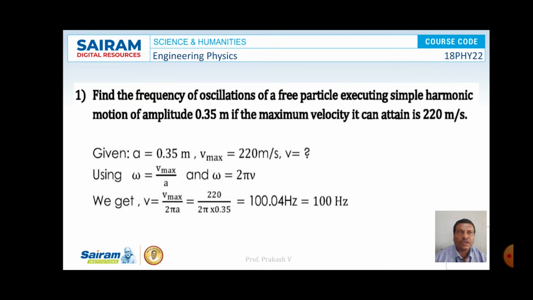So here the amplitude is given, that is 0.35 meter, and the maximum velocity is given as 220 meters per second, and hence omega can be calculated as V max by A. But omega is equal to 2 pi mu, therefore mu is equal to V max by 2 pi A. Substituting the values of V max and A in the formula, on simplification the value of frequency is 100 Hz. So this is the solution for this problem.